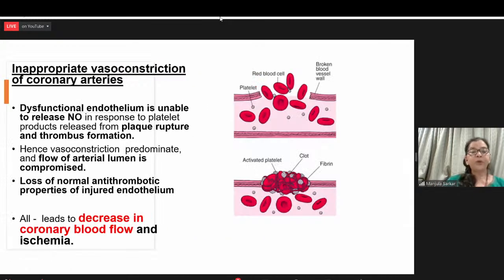Now, how does inappropriate vasoconstriction of coronary arteries occur? Dysfunctional endothelium is unable to release nitric oxide in response to platelet products released from plaque rupture and thrombus formation. Hence, vasoconstriction predominates and flow in the arterial lumen is compromised. Loss of the normal antithrombotic properties of injured endothelium occurs, and all this leads to decreased coronary blood flow and ischemia. Whenever there is an injury, there is collection of platelets and a thrombus forms.